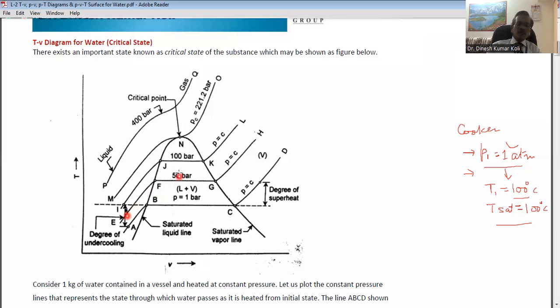It means if we increase the pressure, the latent heat part decreases, but the sensible heating part increases. If we further increase the pressure up to 100 bar, it follows I to J, J to K, and K to L. This shows the change of phase of water into steam at 100 bar. Further, the latent heat is decreasing and the sensible heat is increasing.